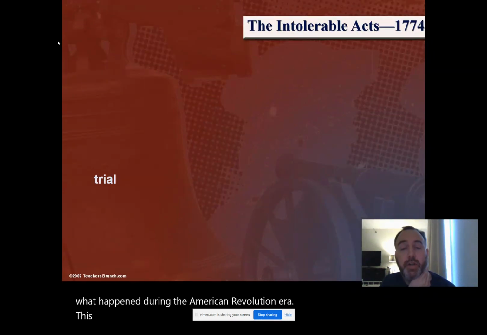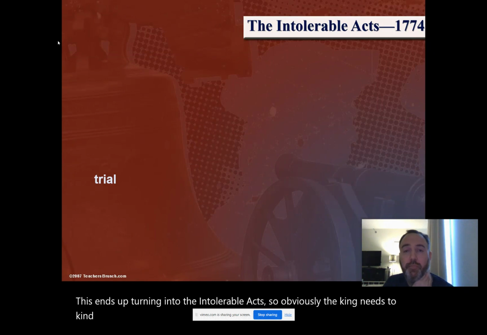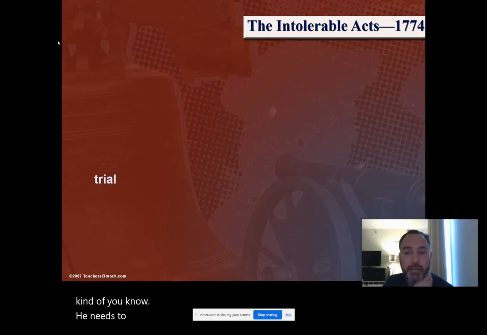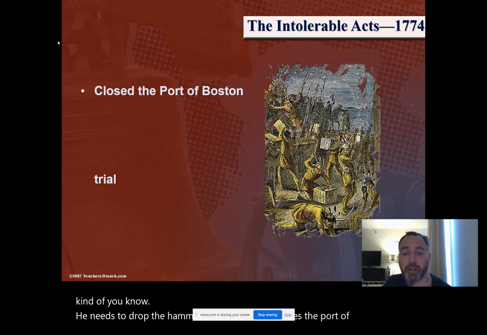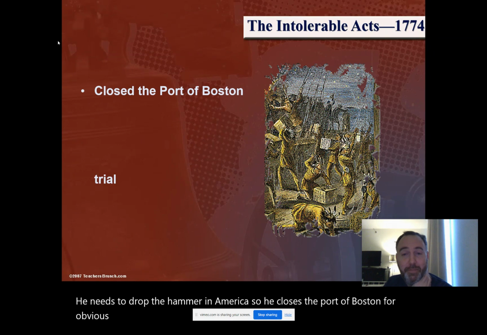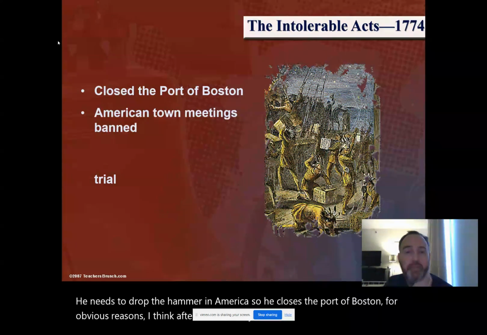This ends up turning into the Intolerable Acts. So obviously the king needs to drop the hammer on America. He closes the port of Boston for obvious reasons, I think, after the Tea Party. And he bans town hall meetings.